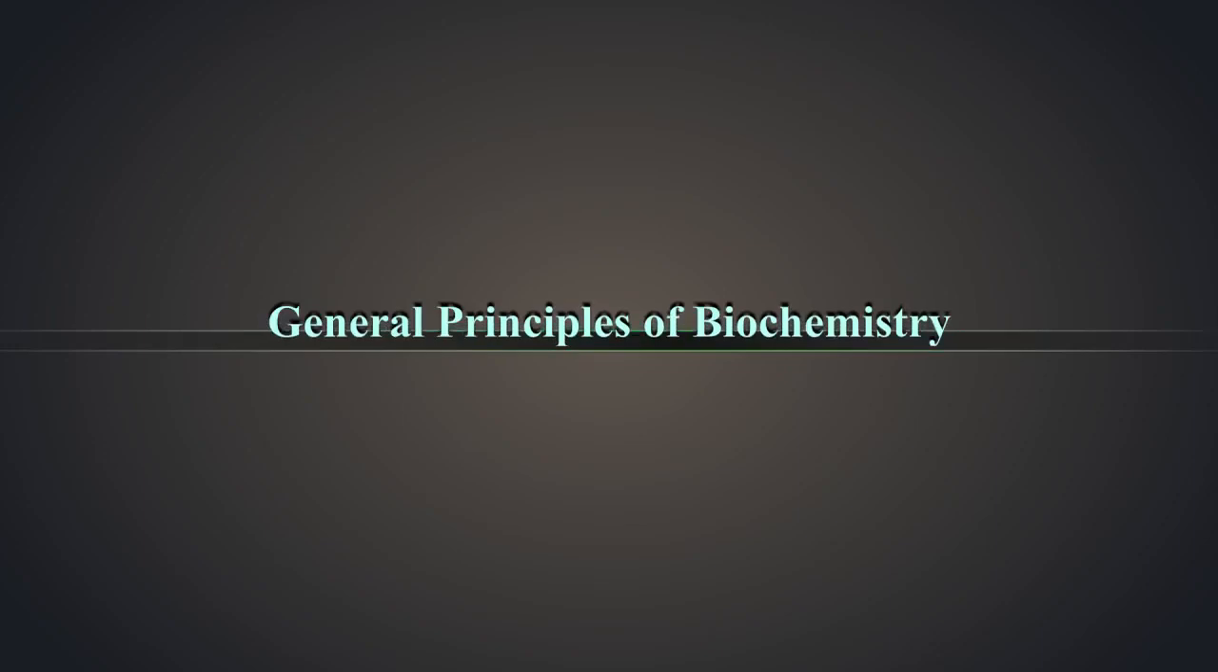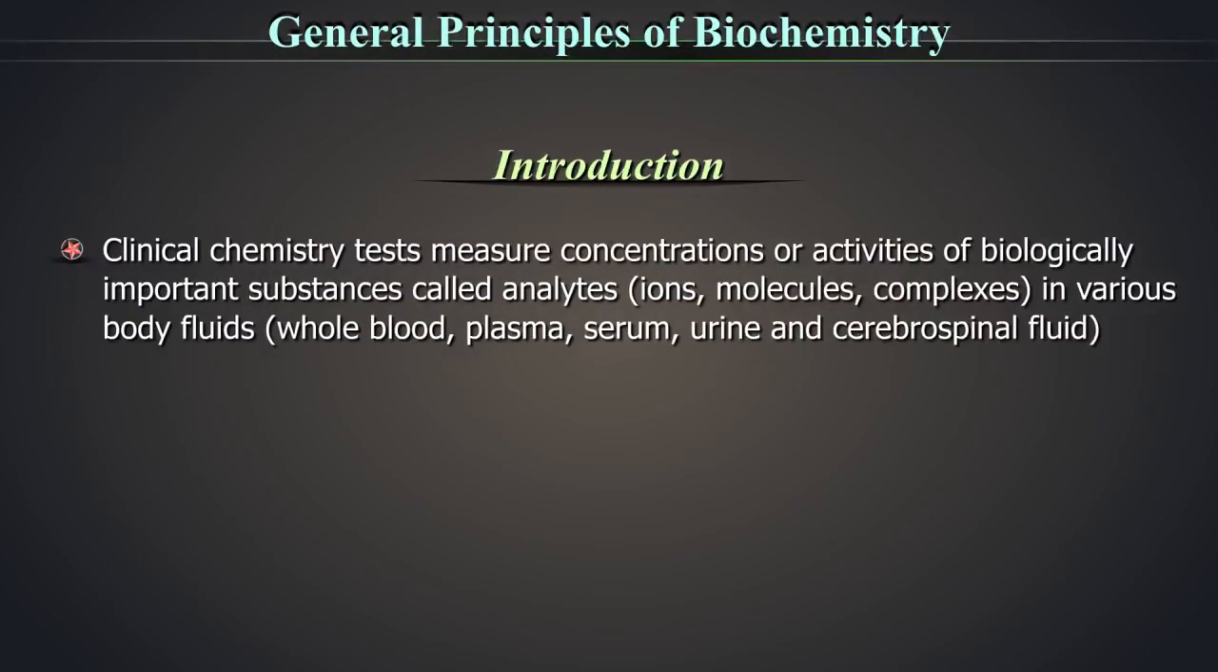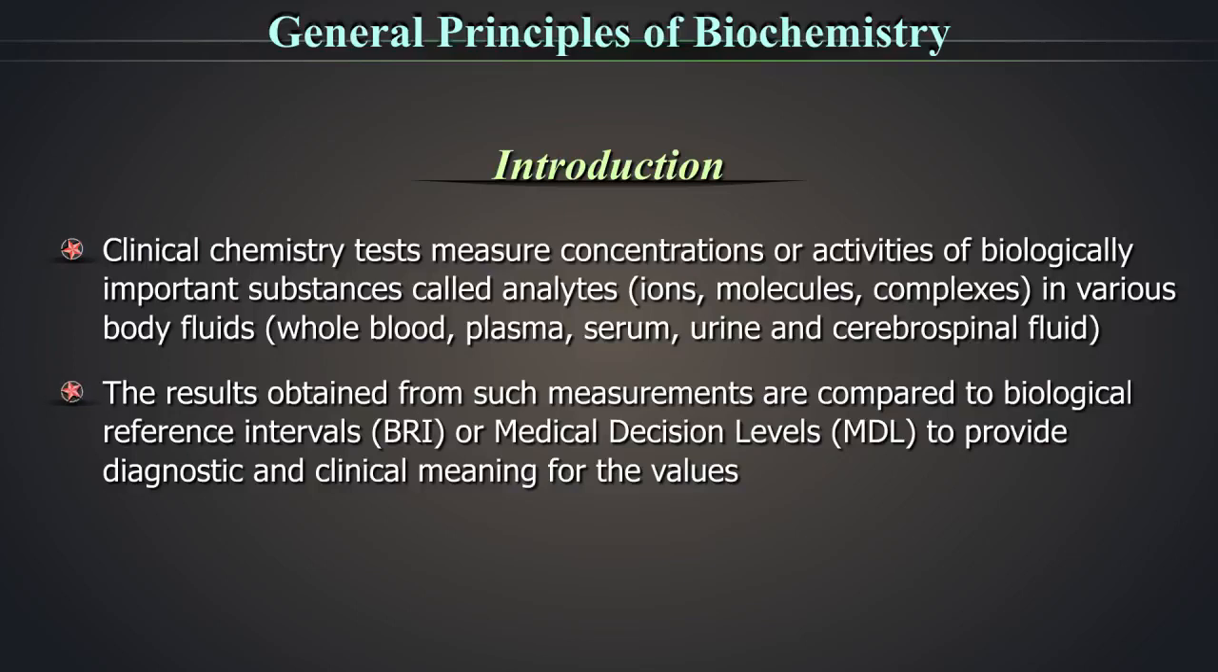General principles of biochemistry. Clinical chemistry tests measure concentrations or activities of biologically important substances called analytes in various body fluids, that is whole blood, plasma, serum, urine and cerebrospinal fluid. The results obtained from such measurements are compared to biological reference intervals, or BRI, or medical decision levels to provide diagnostic and clinical meanings for the values.